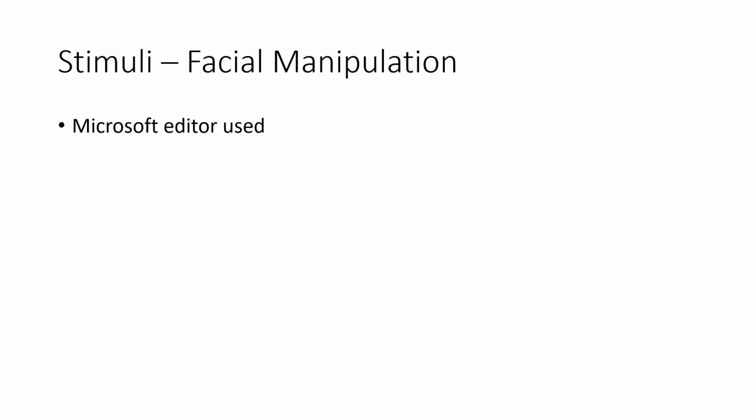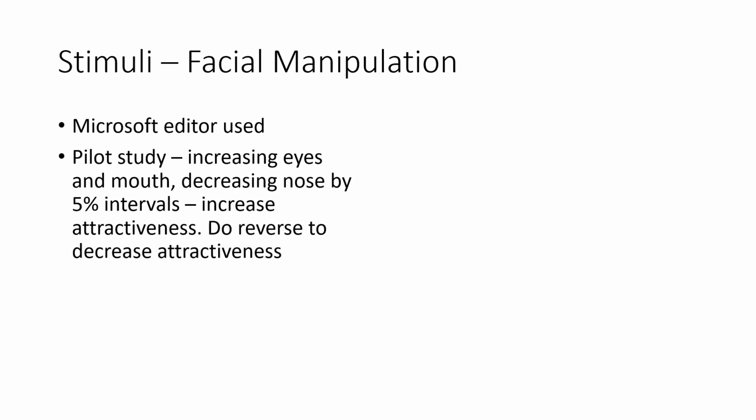So that is manipulation of waist to hip ratio. Now we look at how they did the facial manipulation for the neotenous features. They used Microsoft Editor, and they originally did a pilot study just to see how their manipulations would be rated before they selected stimuli to be used in the study that we're focused on now. So in their pilot study, they used the software to increase eye size and mouth size, and also to decrease nose size. And they did this in percentage intervals to increase attractiveness ratings.